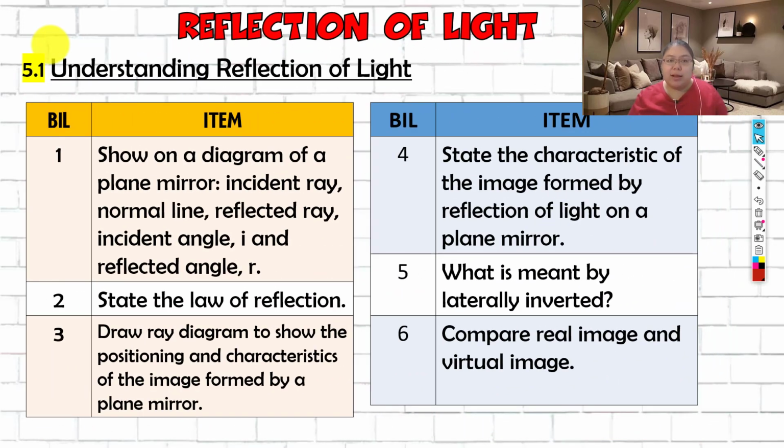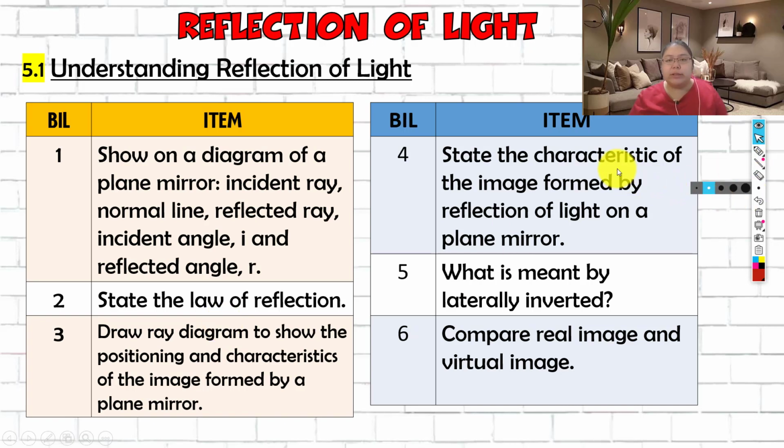From this lesson, later we need to show the diagram of the plane mirror, incident ray, normal line, and refracted ray, incident angle and refracted angle. This one I will draw and show you. Number 2, we must know the law of refraction. Number 3, you need to draw the ray diagram of the mirror. Then we need to state the characteristic of the image formed by the plane mirror.